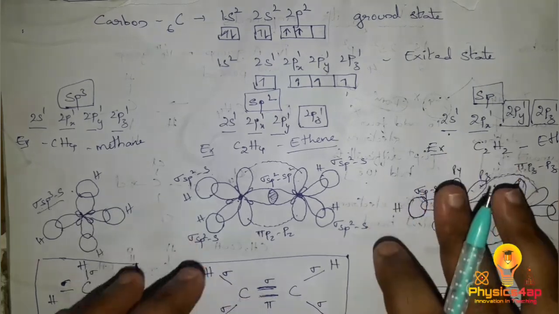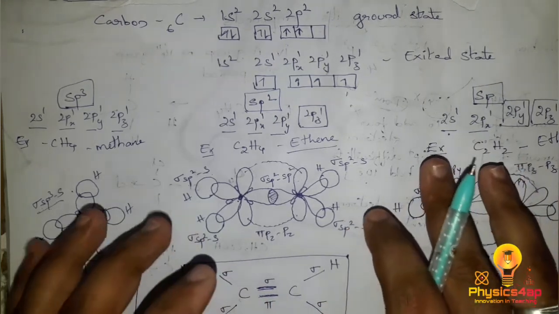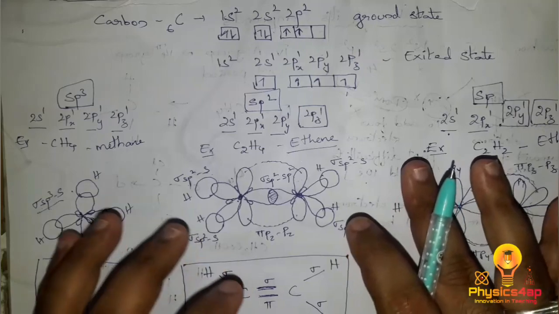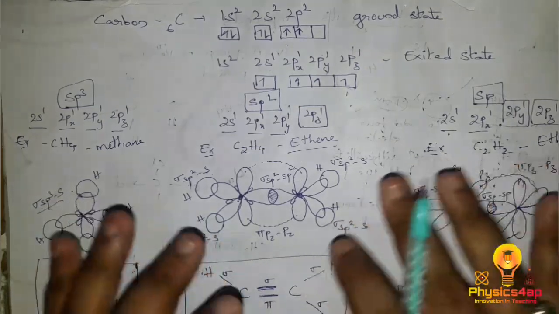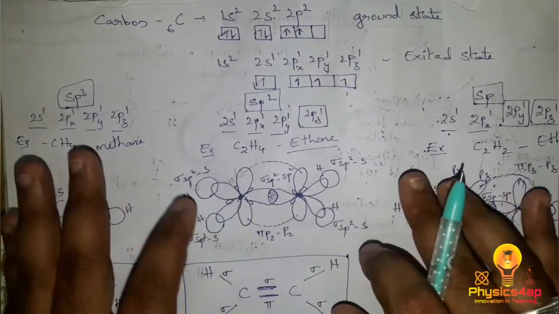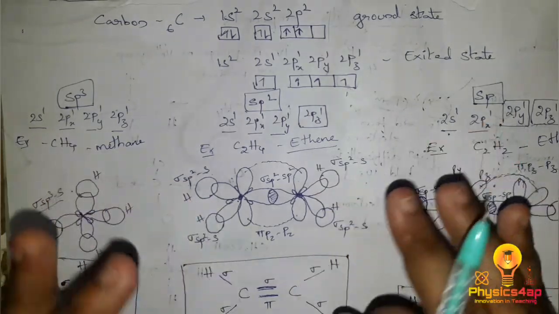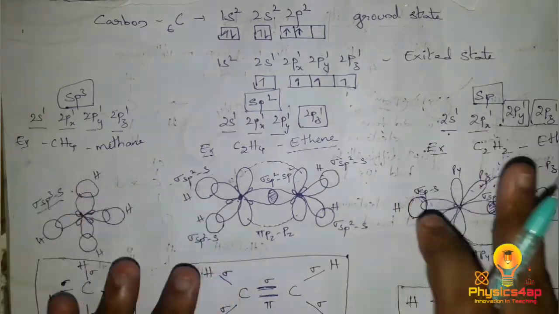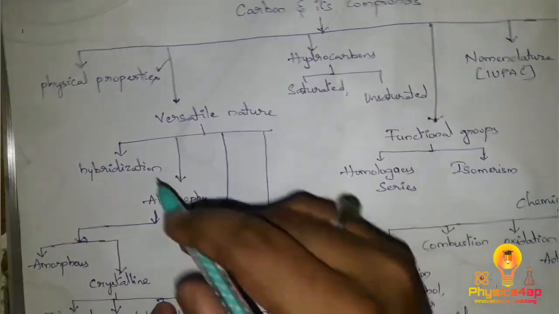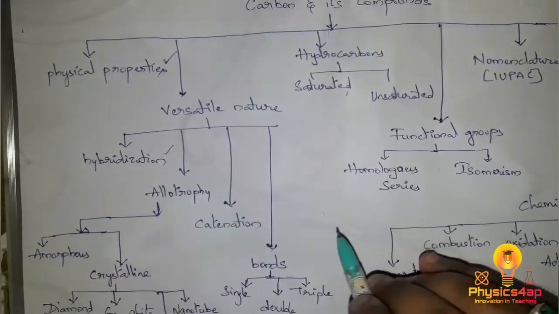In our chapter, the carbon compounds we will be discussing will undergo sp3, sp2 and sp hybridization only. So this is what we have discussed, and we have discussed hybridization completely.